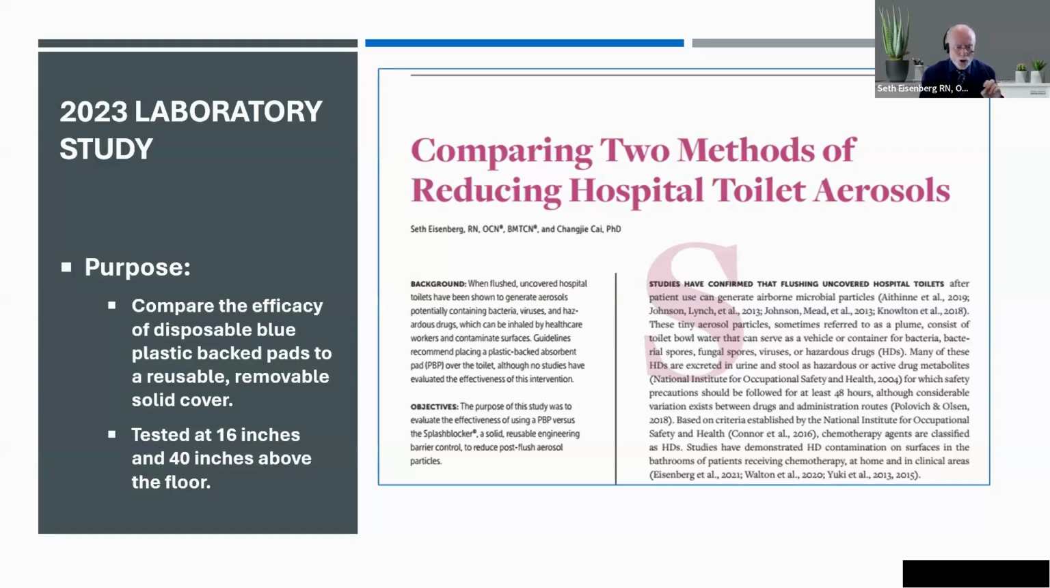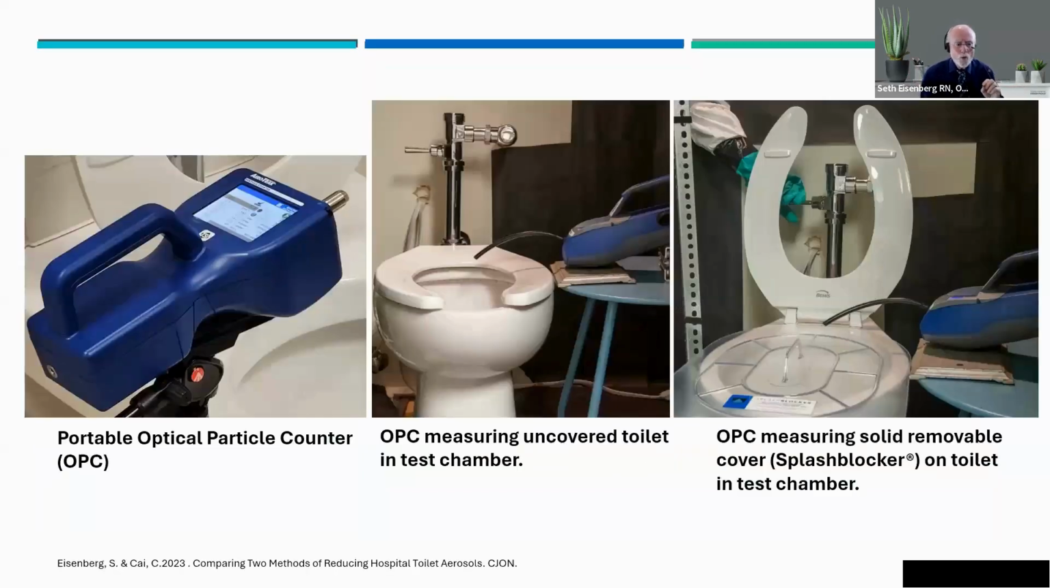So we used those two interventions, we used the same exact laboratory setting, and we compared it at 16 inches and 40 inches to replicate another study that was published. We did this one with a portable optical particle counter, and the reason we chose this device will become apparent in the next study I will talk to you about. This is just a picture of the OPC measuring the uncovered toilet and measuring with the solid removable cover in place. So what do we find?